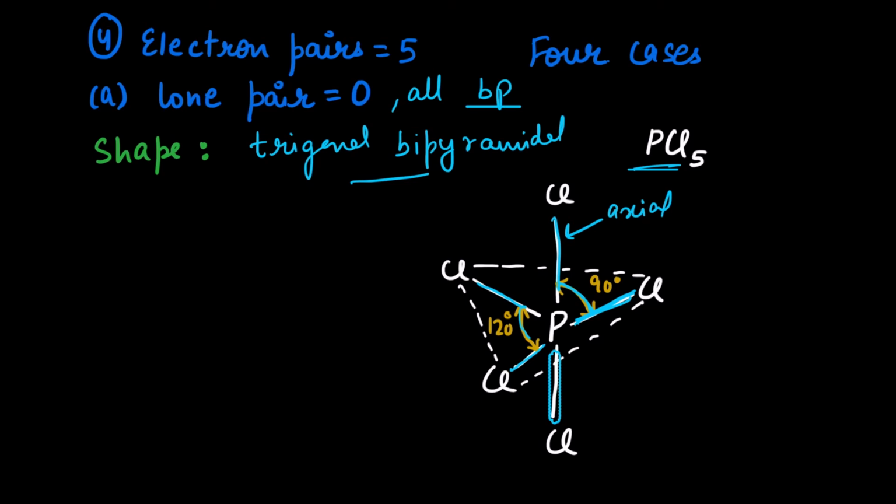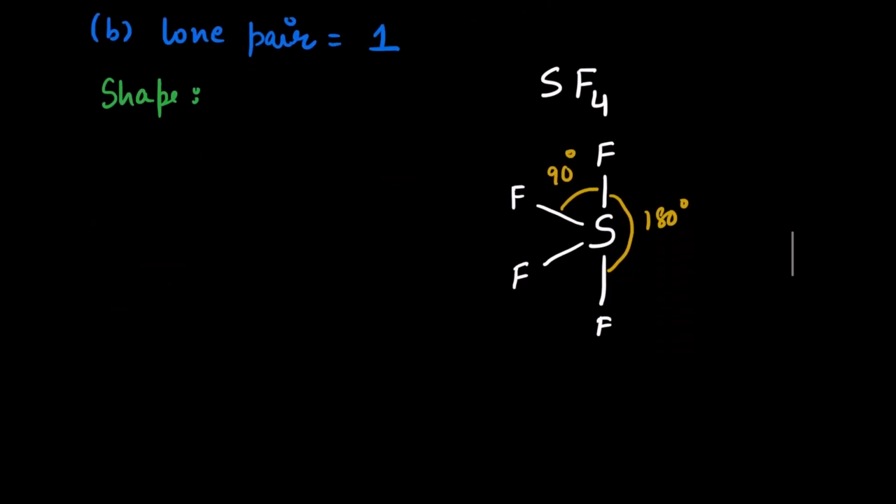Let's work into the case where one bond pair is replaced by a lone pair. For instance, the SF4 molecule. One of the equatorial positions is replaced by this lone pair, and therefore the shape which it acquires is seesaw shape. As you can see, this molecule has a seesaw shape, with one of the equatorial sides replaced by the lone pair.